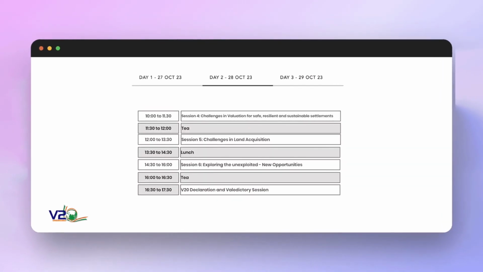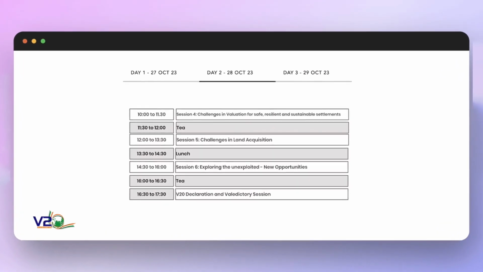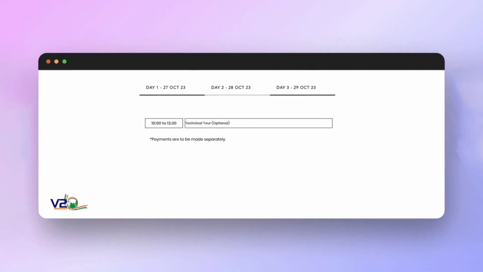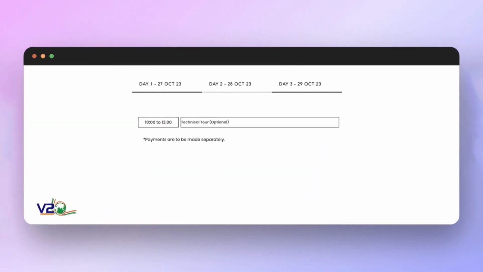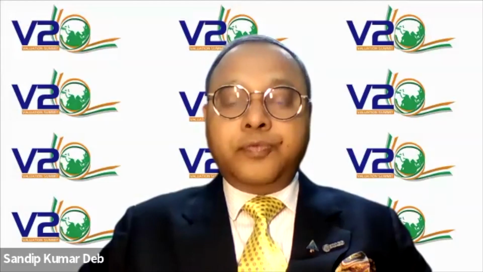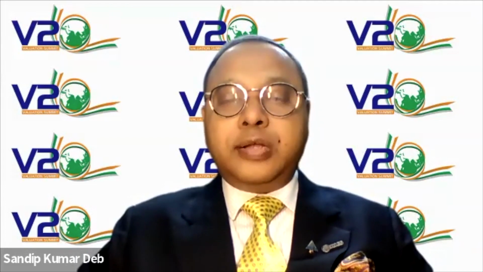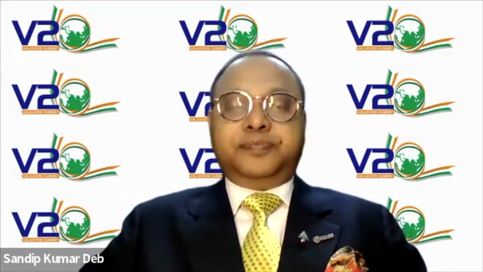And finally, at the valedictory session of the conference and the summit, the leaders of V20 will finally declare a V20 declaration to give a path to the next V20 summit. That's the way summit and conference will go hand in hand, side by side.